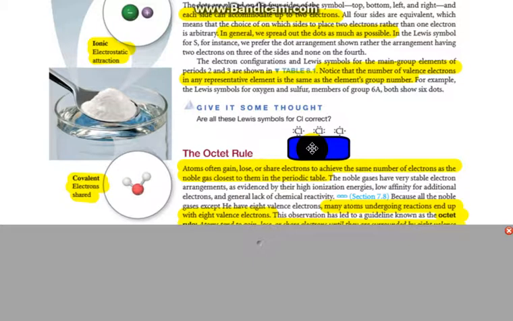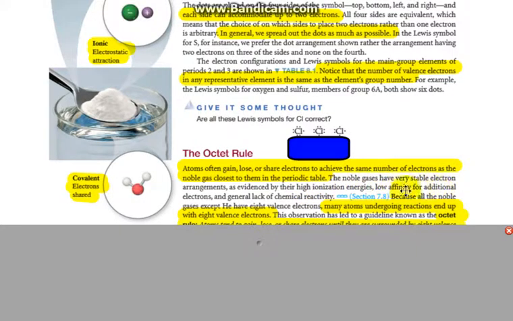Okay, easy stuff. The octet rule. Octo is the prefix for 8, so of course 8 electrons are the maximum we can have. Atoms often gain, lose, or share electrons to achieve the same number of electrons as the noble gas closest to them on the periodic table. So quite often if we look at the left-hand side of the periodic table, the noble gas that's closest to them is on the right-hand side, and they get there by losing electrons, whereas nonmetals, the noble gas is closer to them if they gain a couple of electrons.